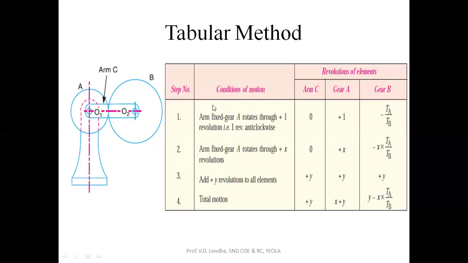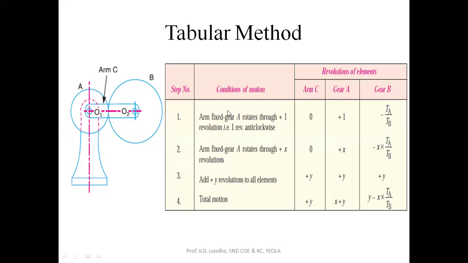Before going into detail of the conditions, we will see what the columns are. These are the four steps we have to follow, then the conditions given to the epicyclic gear train, and then the elements. How many elements are there? There are three basic elements: first gear A, second gear B, and third the arm C. While putting the element names in the table, you have to start with the arm, then the gear to which you are giving input, and then the gear from which you are getting the output.